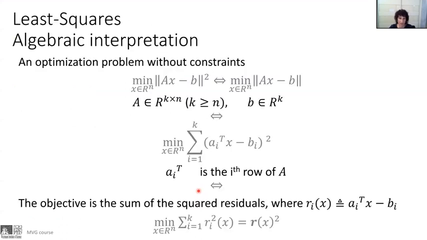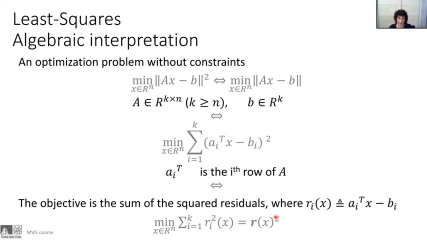Now I would like to do two things. I would like to give the least squares an interpretation from the algebraic point of view and the geometric point of view. From the algebraic point of view, if we have such a minimization problem, which is a least squares problem, we can write it as the summation of the norm of a_i transpose x minus b_i, where a_i transpose is the i-th row of the matrix A. Then the objective is the sum of the squared residuals. We call this the residual, okay? The definition of the residual is written here, a_i transpose x minus b_i. When we minimize the least squares problem, we minimize the sum of residuals, which can be written in shorthand as the norm of r(x) squared, okay?